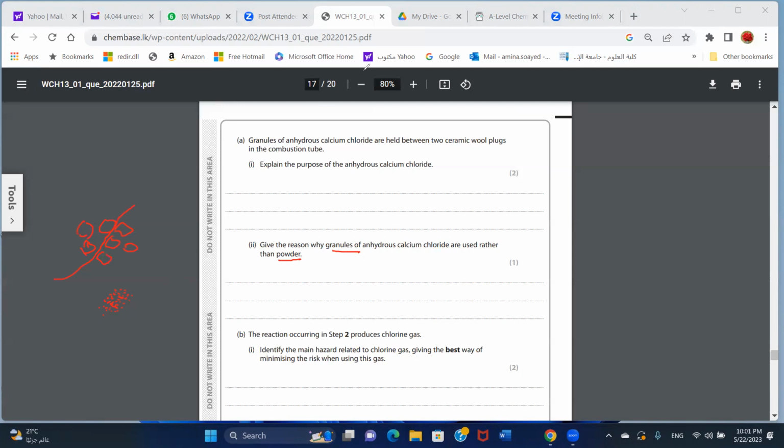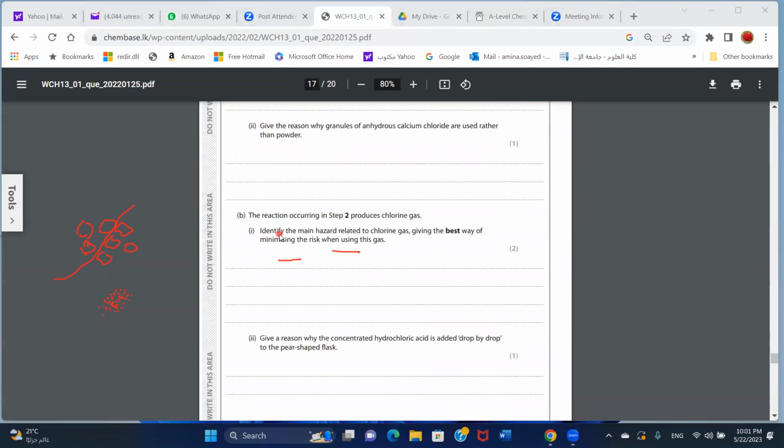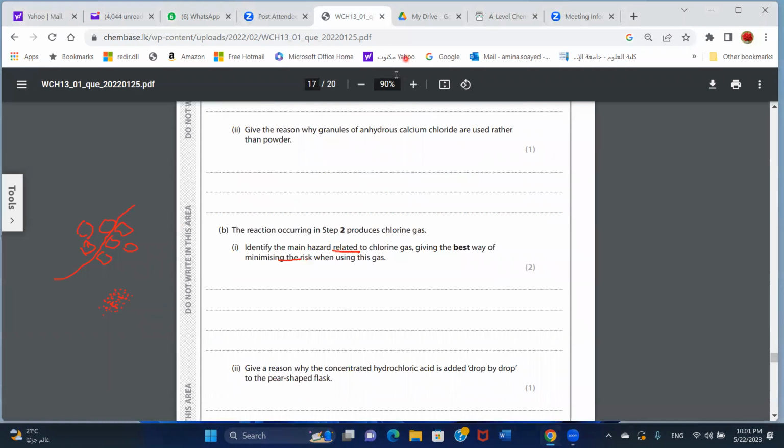You're welcome. Rodina, the reaction occurring in step 2 produces chlorine gas. Carefully open the tap of the funnel, allowing the acid to enter the pear-shaped flask drop by drop to form the chlorine. Okay, so the reaction occurring in step 2 produces chlorine gas. Identify the main hazard related to chlorine gas, giving the best way of minimizing the risk when using this gas.